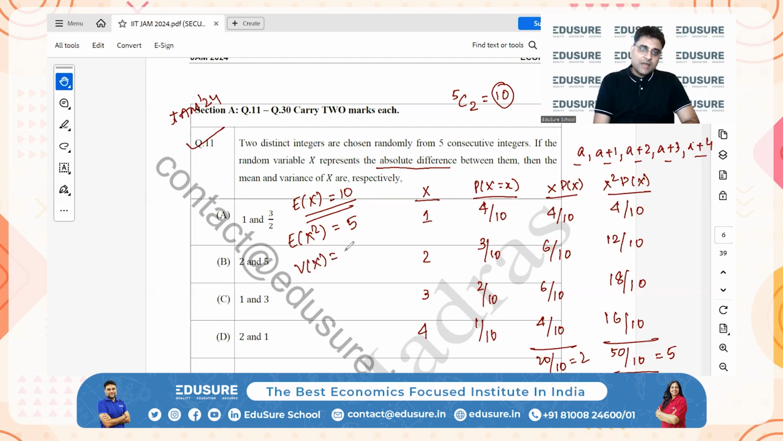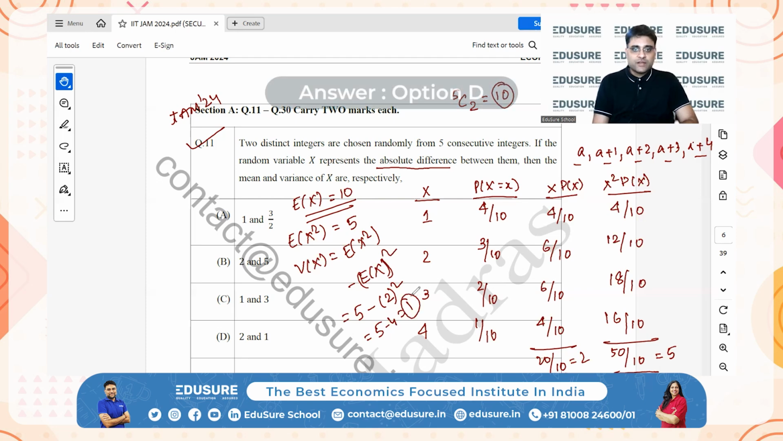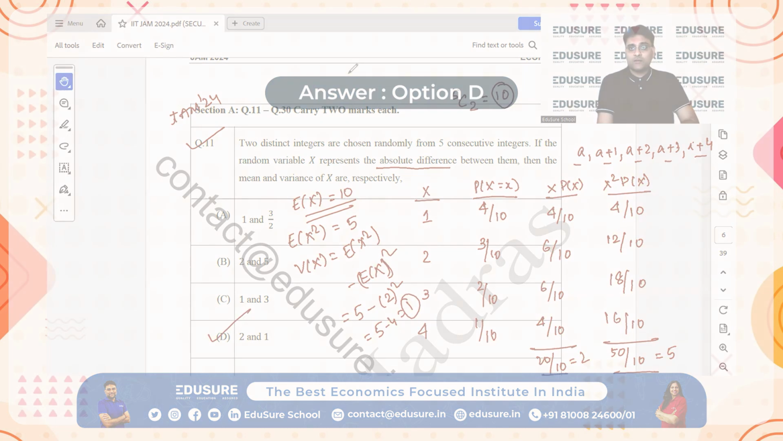Variance of x is expectation of x square minus expectation of x whole square. Expectation of x square is 5. Expectation of x is 2, whole square is 4. Answer for the variance is 1. Answer is D, 2 and 1.